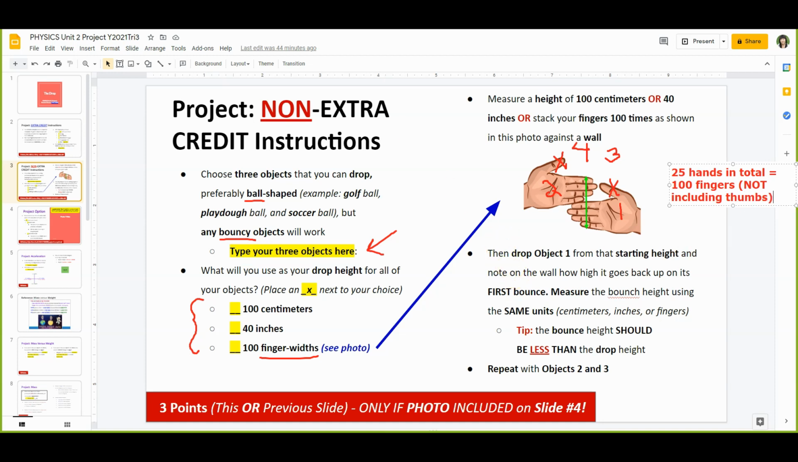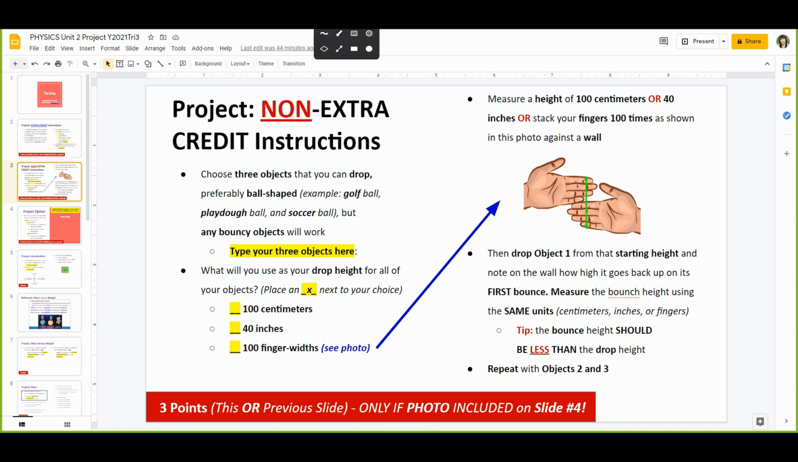Then you're going to drop your first object from that starting height of 100 centimeters, 40 inches, or 100 fingers. And then you need to note on the wall how high it bounces back up on its first bounce. I recommend you start at the starting height, drop it, and then put your finger where it bounces back up to, on the very first bounce.